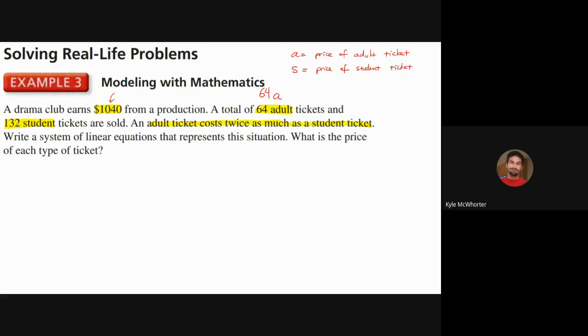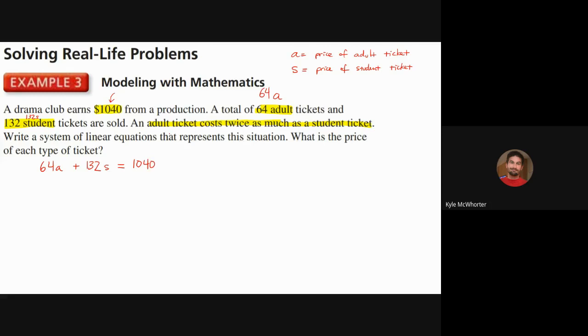So then 64 times A, that would be how much money you make on adult tickets. And then 132 times S would be how much money you got from student tickets. So our equation there is 64A, so 64 times the price of an adult ticket plus 132 times the price of a student ticket equals the total amount of money they brought in, which is $1,040.